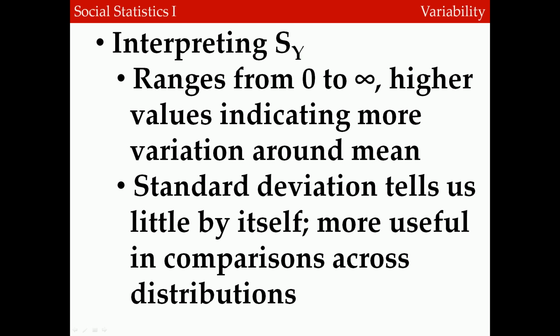In general, interpreting the standard deviation and the variance can be a bit challenging. Both values range from 0 to infinity, and basically, the higher the value, the more variation around the mean, and the lower the value, the lower the variation around the mean. Standard deviation and variance tell us very little by themselves. They're more useful in comparisons across distributions.